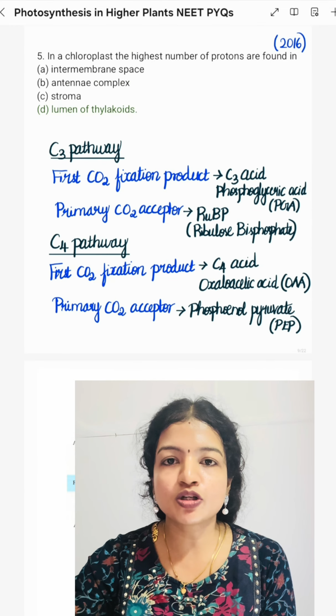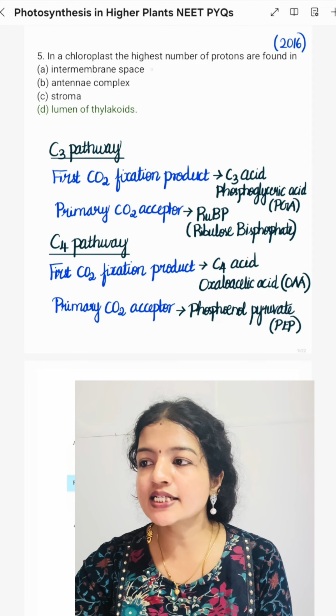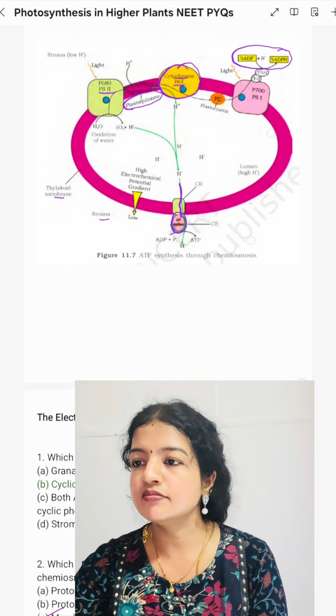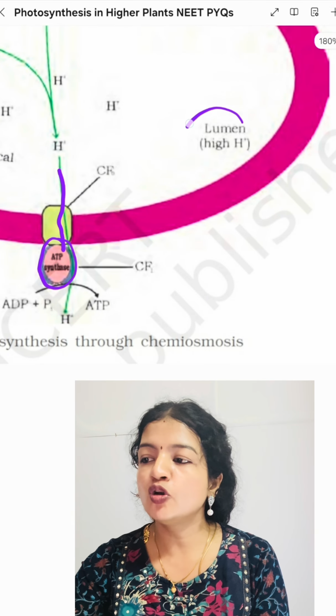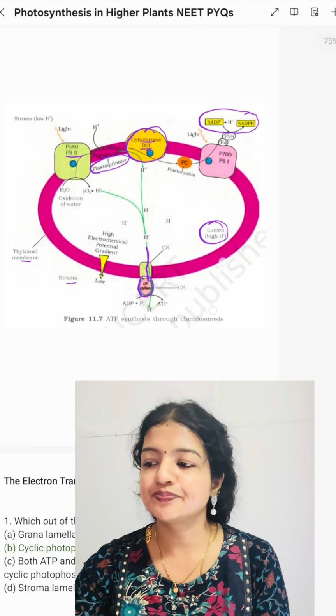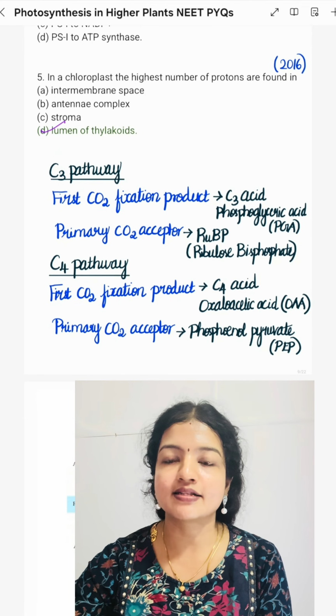Then fifth question. In a chloroplast, the highest number of protons are found in, so highest number of protons, lumen of thylakoid இருக்கும். Option D is the correct answer.